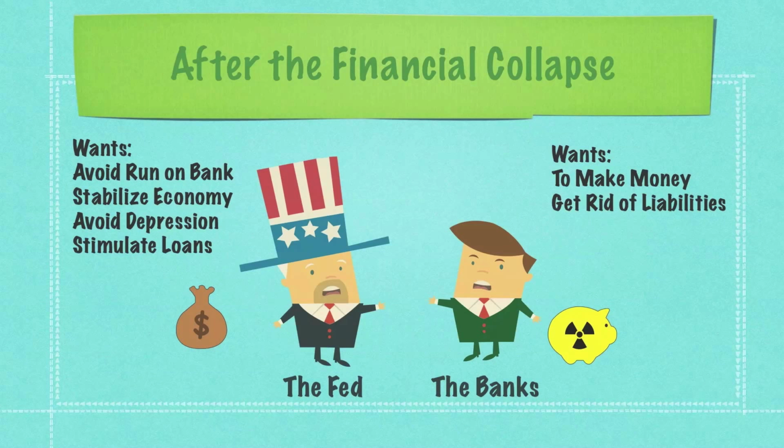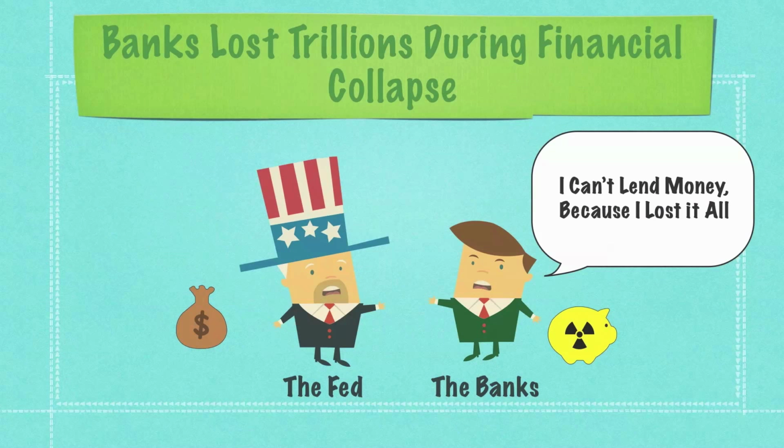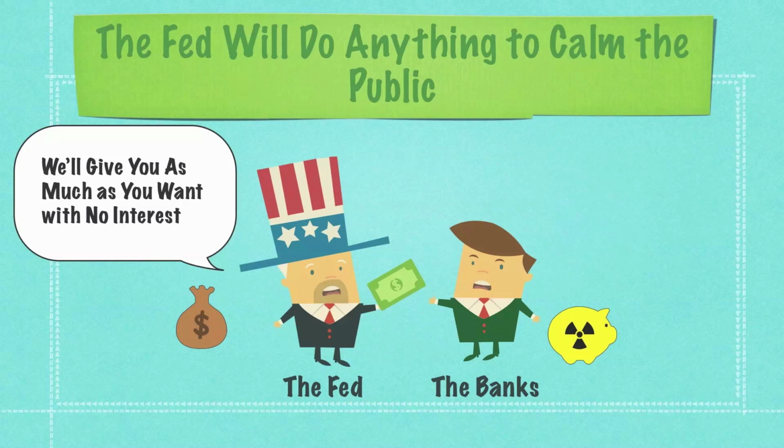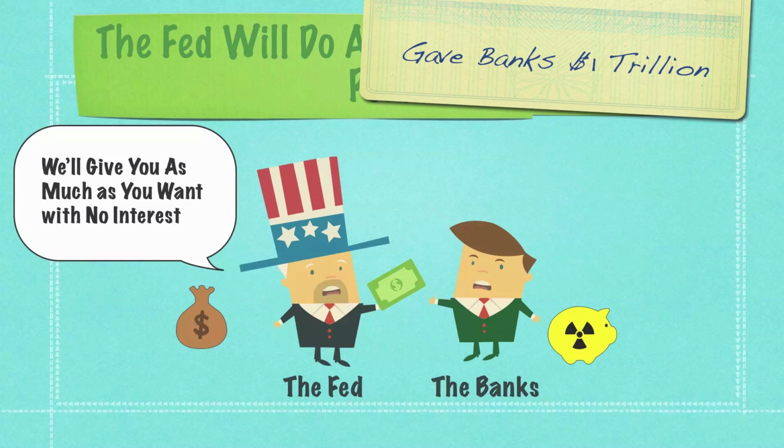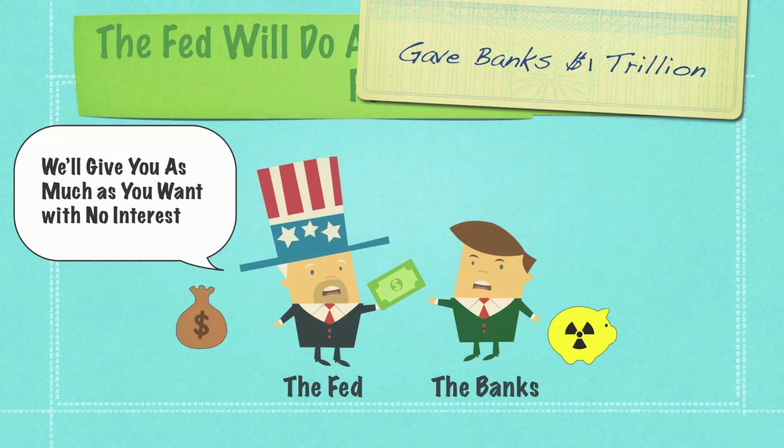So this is the situation we had after the financial collapse. The government wanted to avoid a run on the banks above all else. They wanted to stabilize the economy, avoid depression, and stimulate loans. The banks, on the other hand, wanted to make money and get rid of their toxic assets. The banks came to the Fed and they said, we can't lend money simply because we lost it. We just don't have any money. The Fed turned around and said, we'll give you as much money as you need to stabilize the economy, and we'll provide this money at nearly a 0% interest rate.